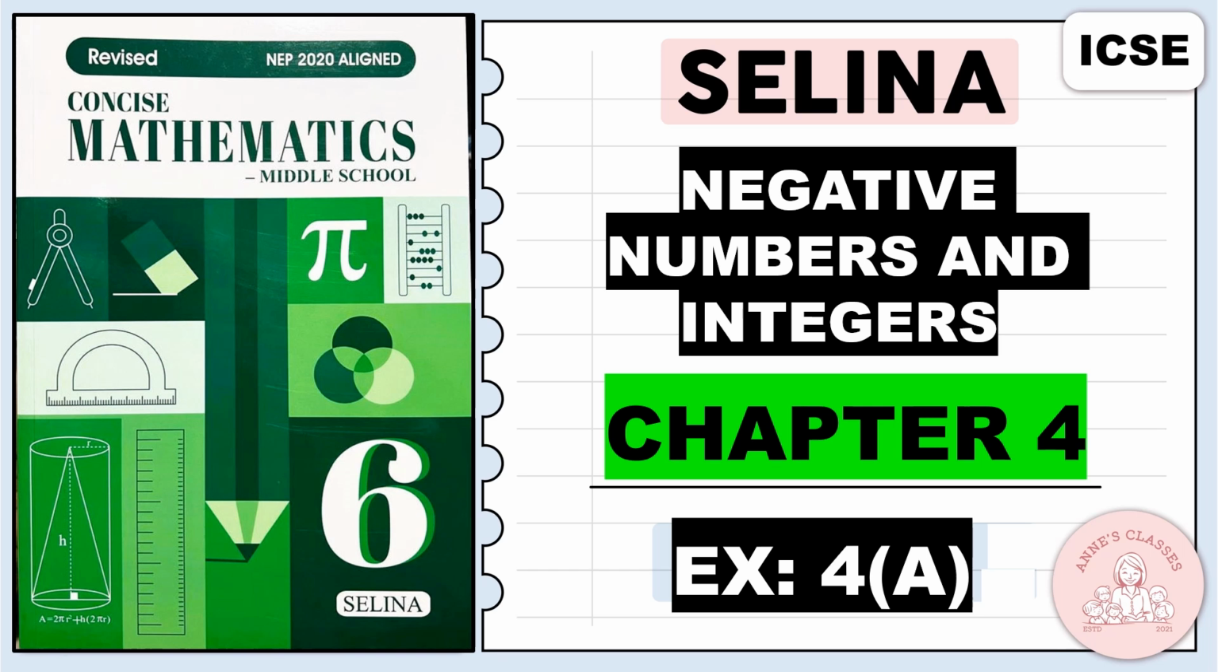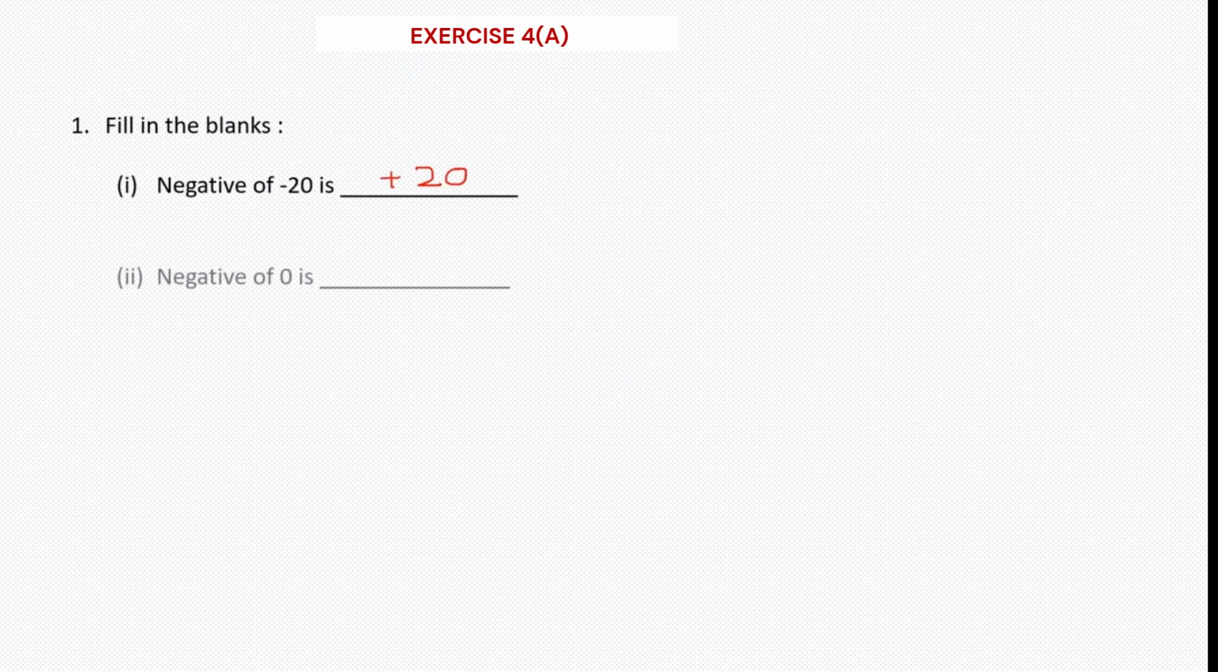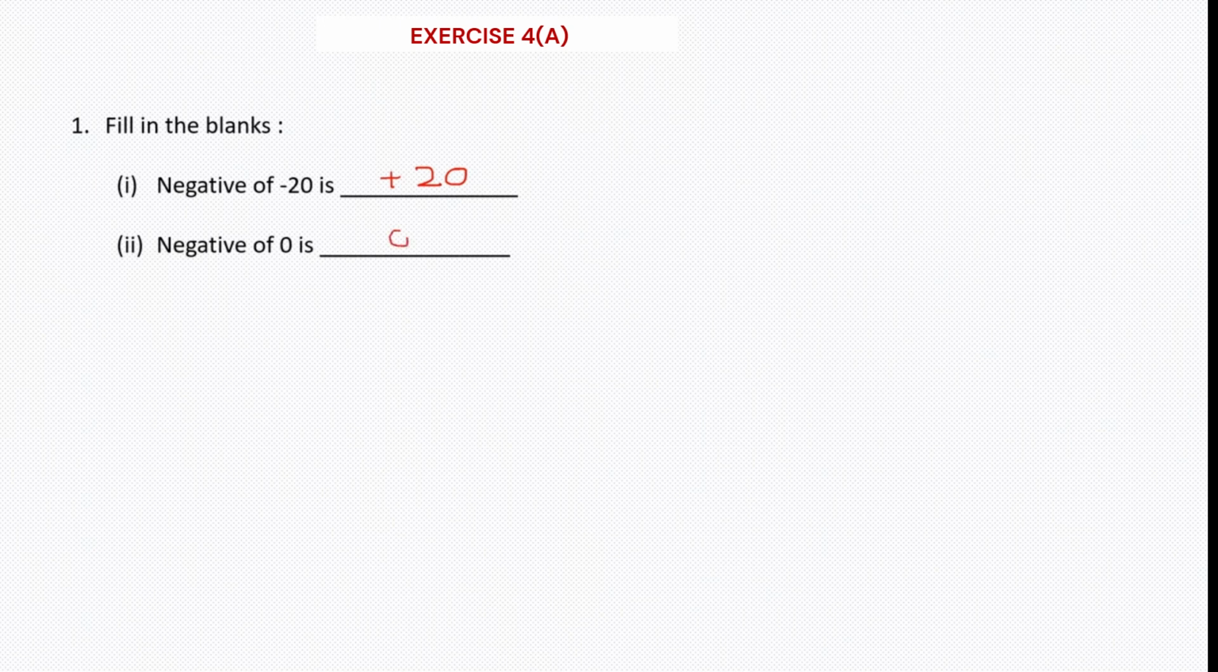Let's do negative numbers and integers, chapter 4, exercise 4a. Fill in the blanks. First question, the negative of minus 20 will be plus 20. Negative of minus 20 is plus 20. The negative of 0 is always 0.